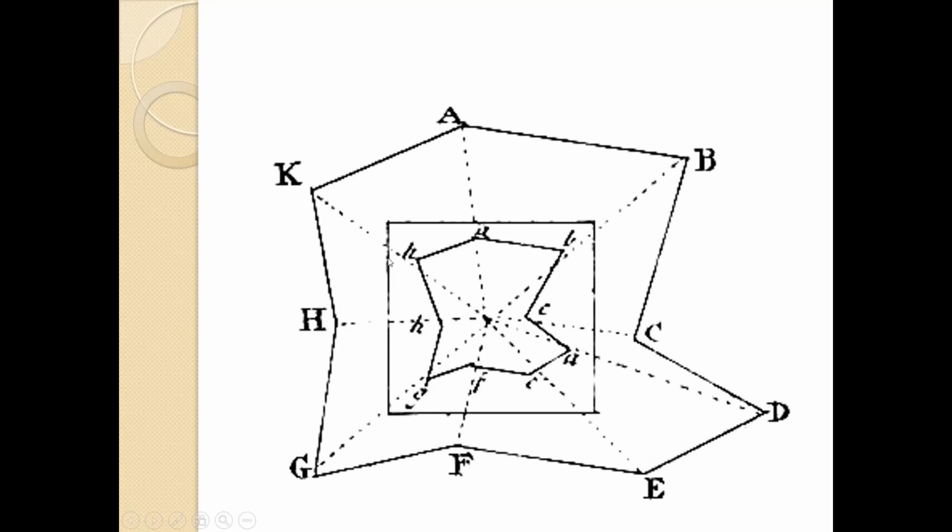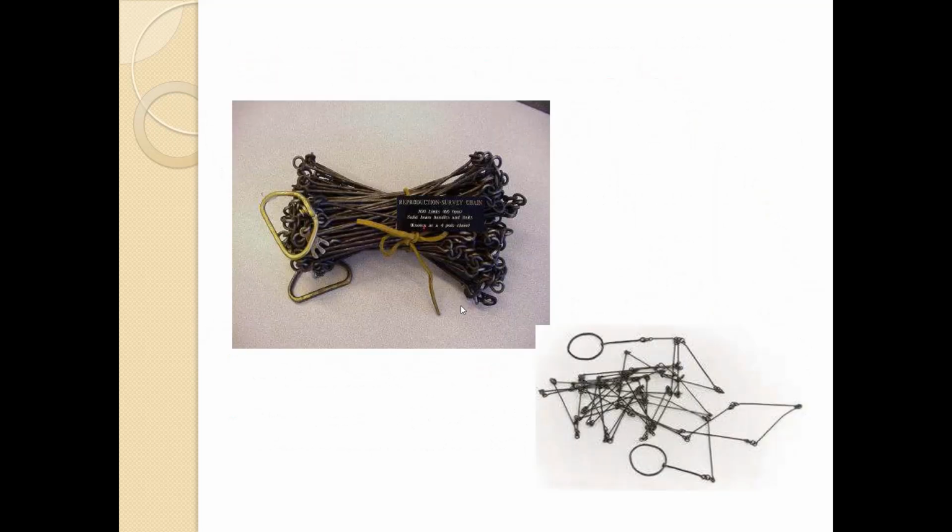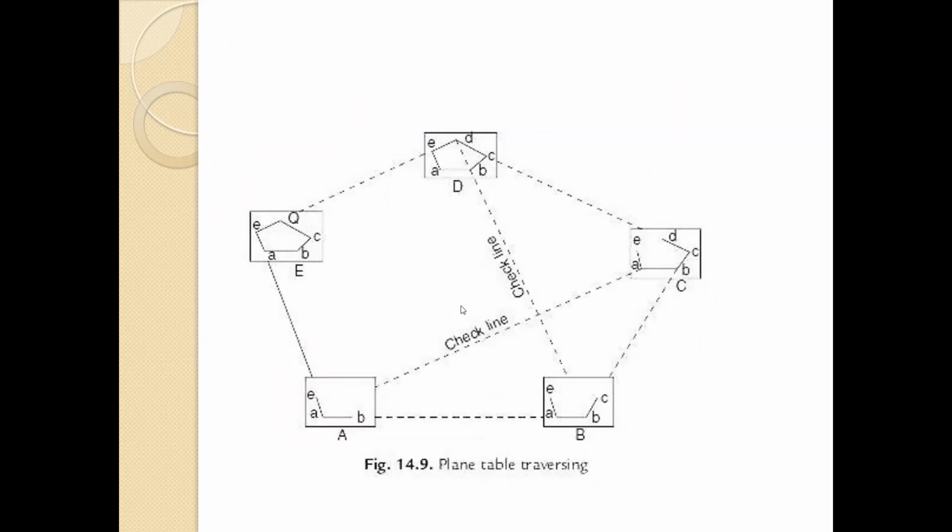From here we can look toward this K point, and we can mark the K over here by knowing the distance between these two and multiplying it with the suitable scale. So this is an example of a plane table surveying drawing, how we prepare the drawing in plane table surveying. We have the plane table over here.